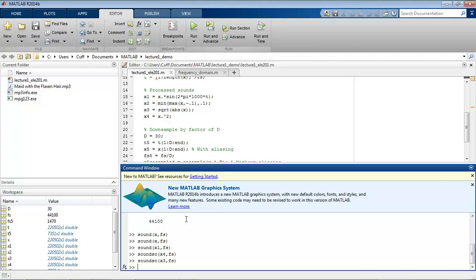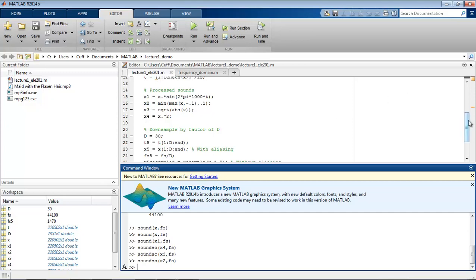I'll play the clipping again. We did that last time, and just to hear the difference there, I won't scale it. Well, maybe I'll scale it. Okay. Kind of loud. All right.